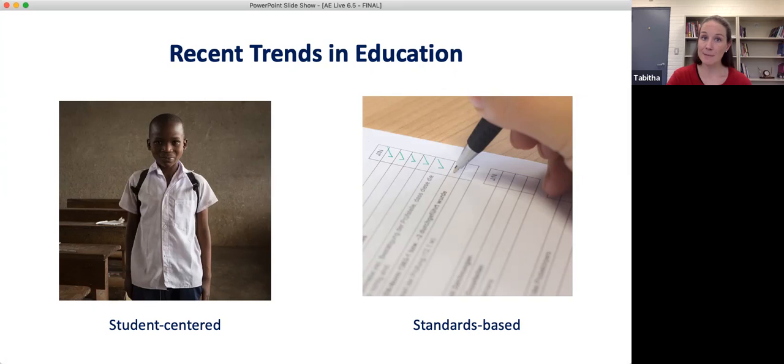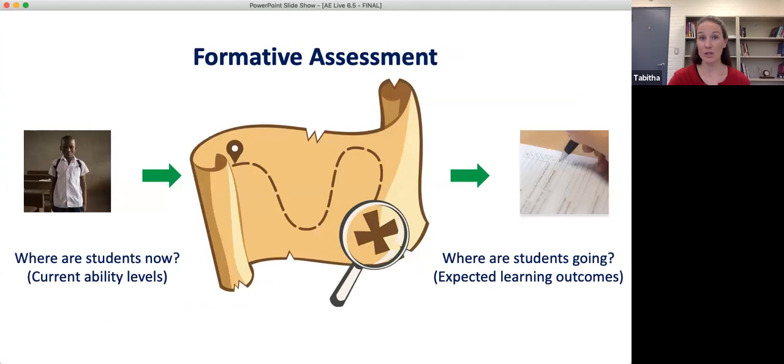So formative assessment is important in both student-centered and standards-based teaching because it helps bridge these two ideas. Formative assessment helps our instruction be more student-centered because it lets us find out what our students' current ability levels are, and it helps us build teaching and learning activities that will help them continue to learn and grow. Formative assessment also helps our instruction be more standards-based because it helps us identify our goals and it helps us see students' progress towards the expected learning outcomes.